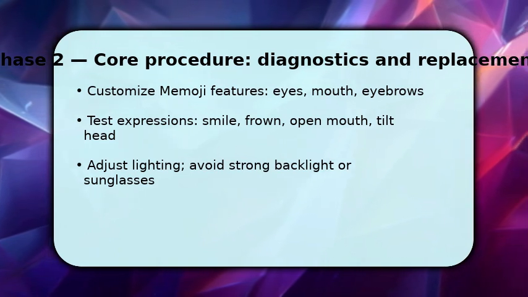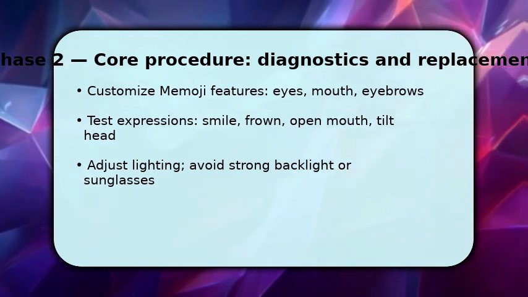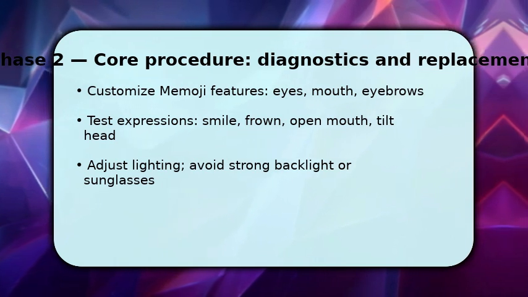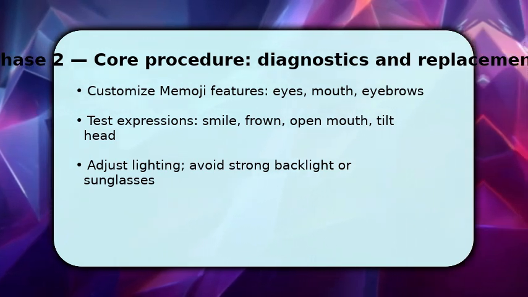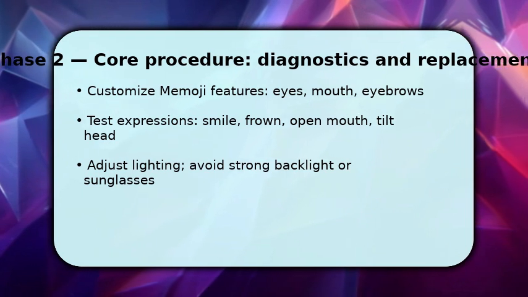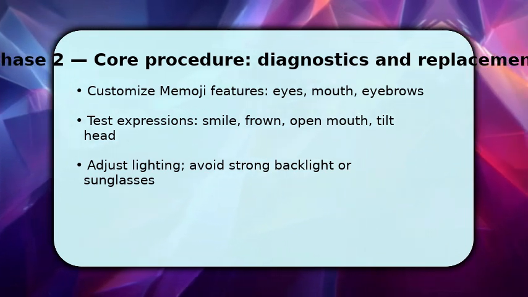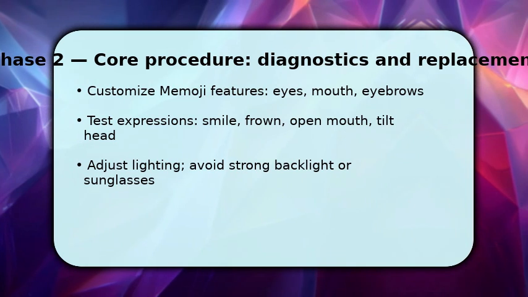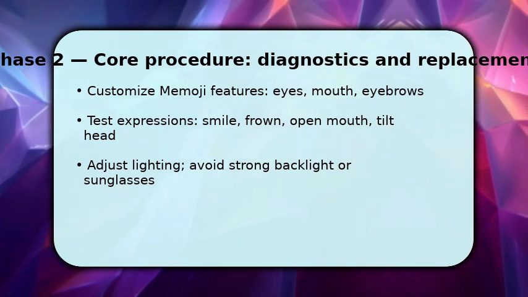Smile, raise eyebrows, open your mouth, and tilt your head. Doing that lets you confirm eyes, mouth, and jaw are correctly mapped. If movement seems delayed or jittery, change lighting and remove obstructions like glasses. Bright, even light improves sensor input.